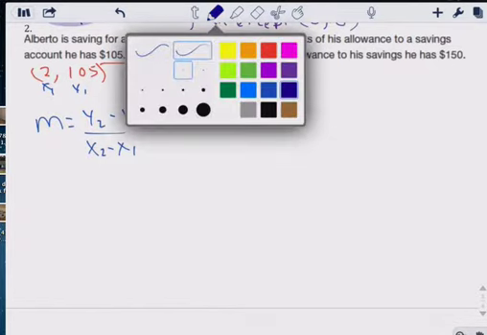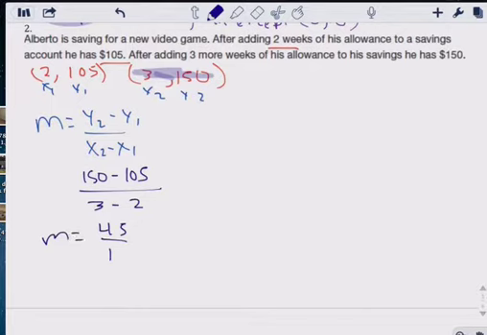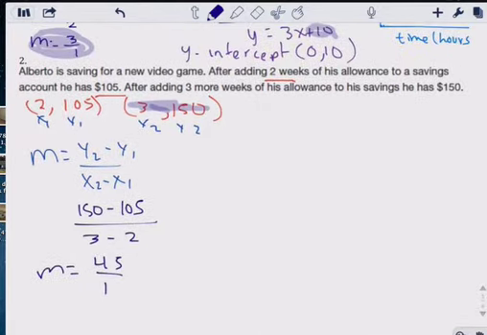Okay? So that gives you 150 minus 105 over 3 minus 2, 45 over 1 is your slope. Slope is 45. Here I'm going to choose that one as the point I must use, okay? So my slope is 45.